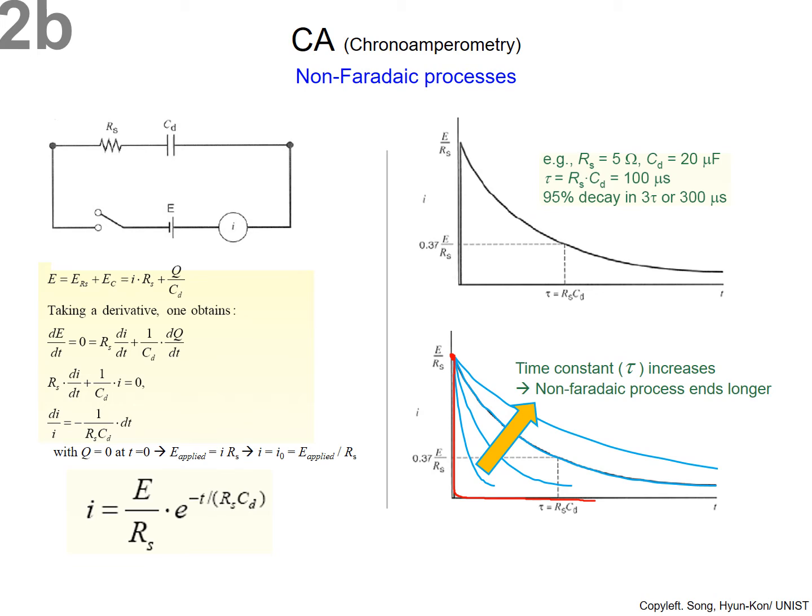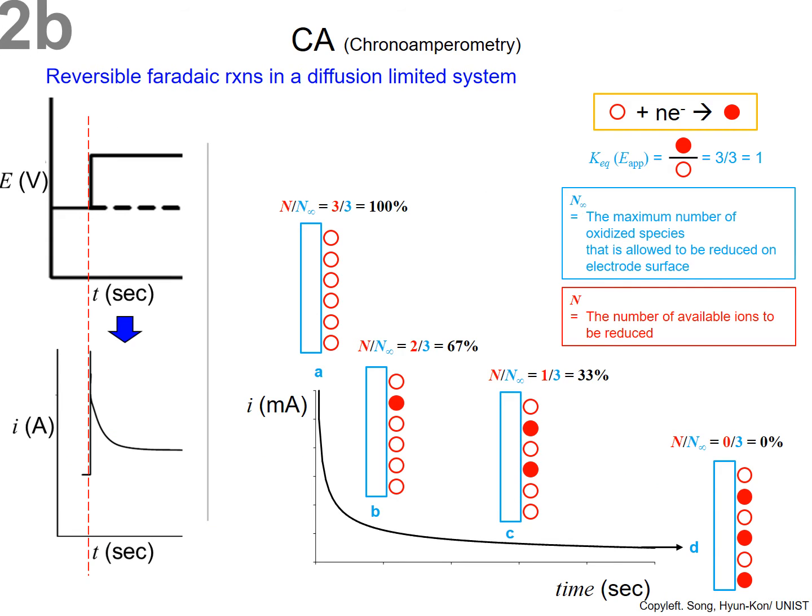That is the chronoamperometry for non-Faraday processes. And then it's time to go for the Faraday reactions. Here is a reversible Faraday reaction in a diffusion limited system. So in the same way, you have applied the constant potential into the system at time equal to 0.